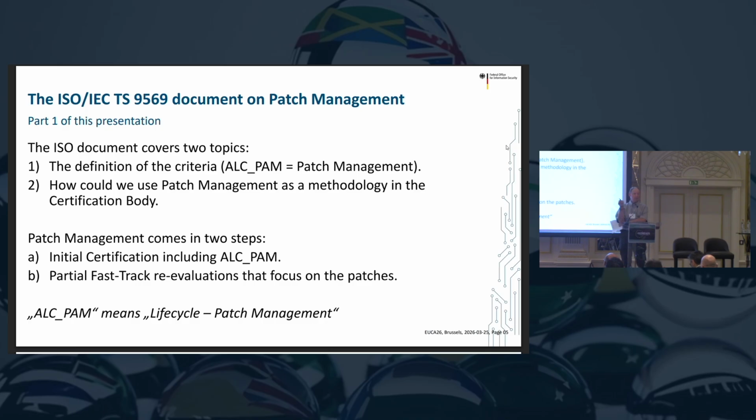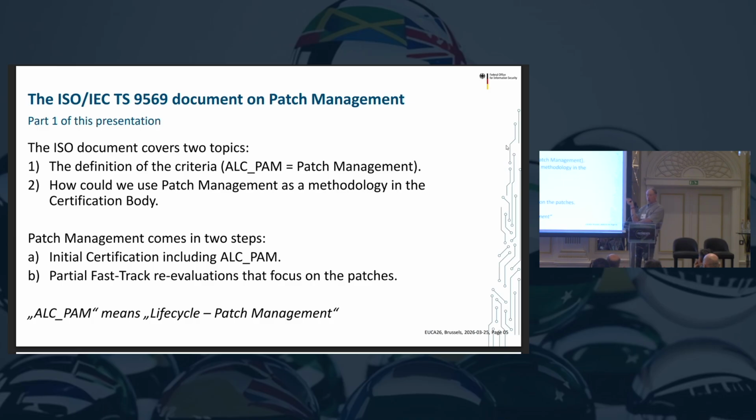And patch management comes in two steps. First, there is the initial certification. It is like any other certification. There is a first and baseline certification that covers all topics of the Common Criteria as they have been selected. Only with the difference now, additionally, the evaluator will evaluate all the processes about patch management as they are defined in this ISO document. And then secondly, with the benefit of assurance into the general processes of patch management at the manufacturer, we have efficiency to do fast-track re-evaluations, recertifications.